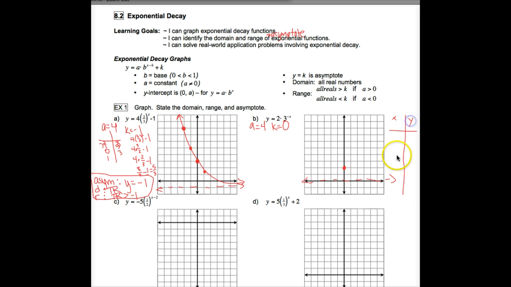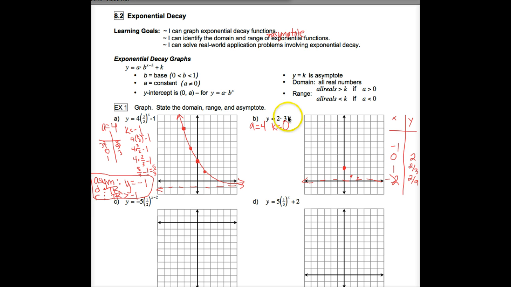If I make my chart, I already know that when x is 0, y is 2. When x is 1, I've got 3 to the negative first power times 2. 3 to the negative first is 1/3, so times 2 is 2/3. So already pretty small. If I go up to 2, 3 to the negative second is 1/9, so this gives me 2/9. So again, very, very small. We're already very close to 0.